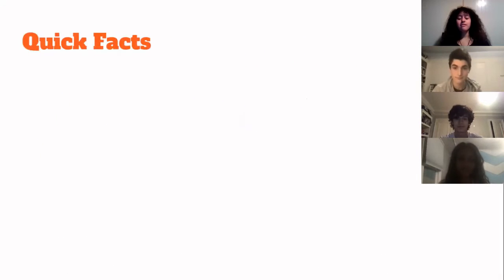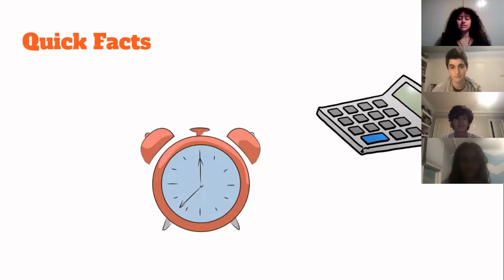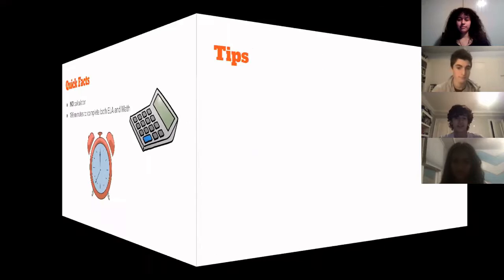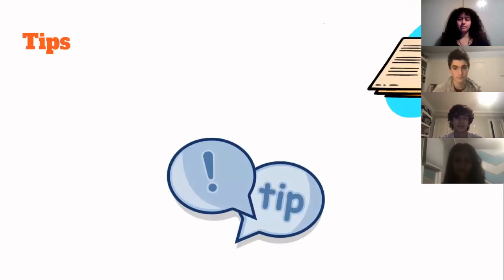First of all, you cannot use a calculator during the test. So if you haven't been doing so already, please practice without a calculator. You're going to have 180 minutes or 3 hours to complete the entire test, both the ELA and the math section. An important thing to remember is that if you don't understand a question, you can always skip it and come back to it later.